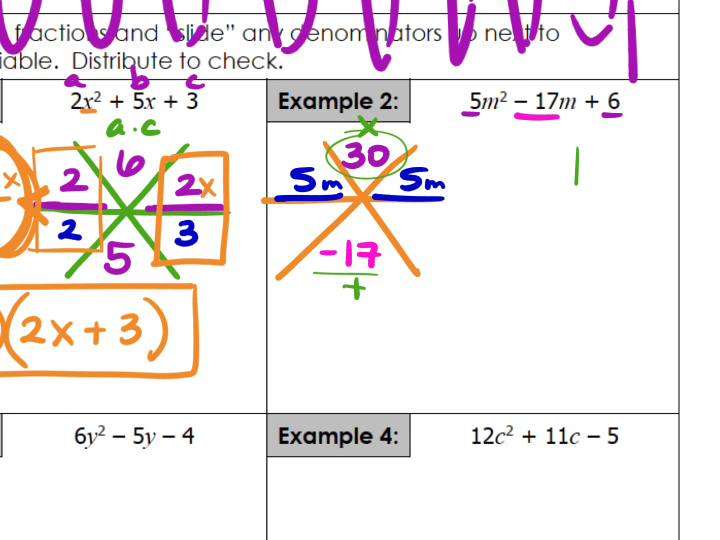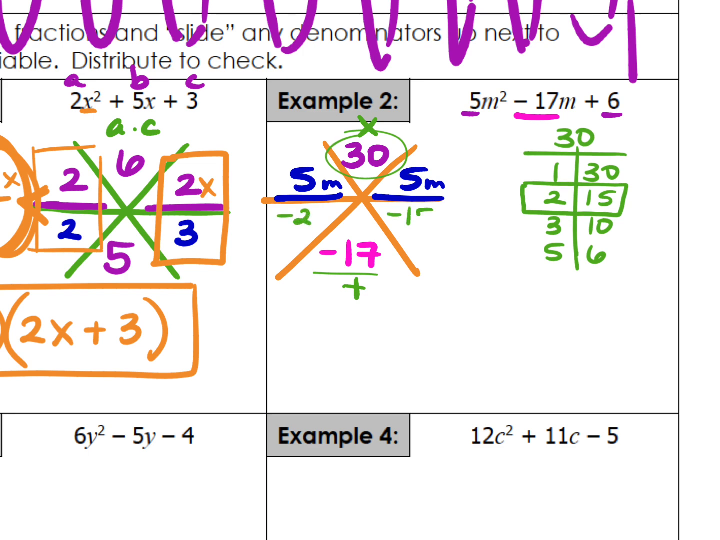Both negative. Okay, so you look at your numbers. Here's 30. 1 times 30, 2 times 15, right? I'm just going 30 divided by 1, 30 divided by 2, 30 divided by 3 is 10. 4 doesn't work. 5 is 6, and now we're to 6, so we're done. Which of those combos, if both are negative, could get me to a negative 17? That would be that one. So a negative 2 and a negative 15.